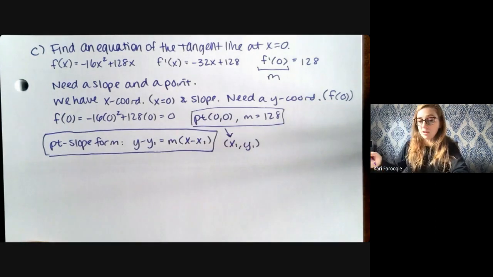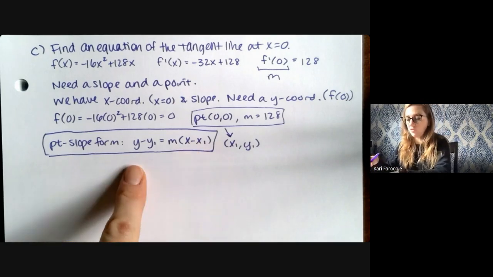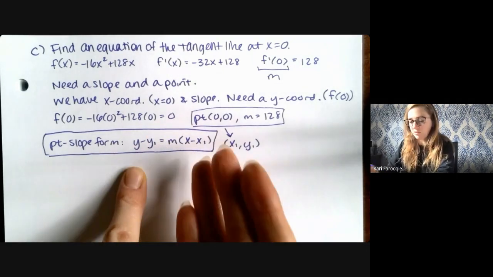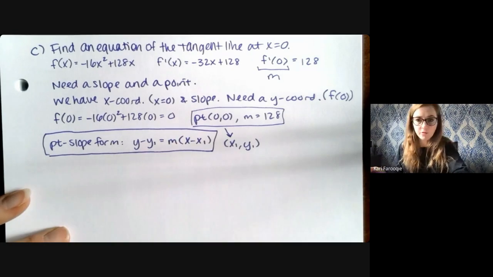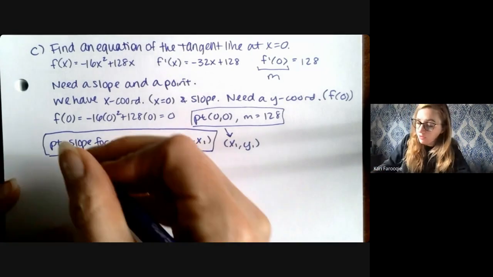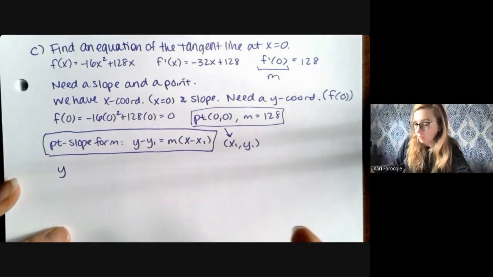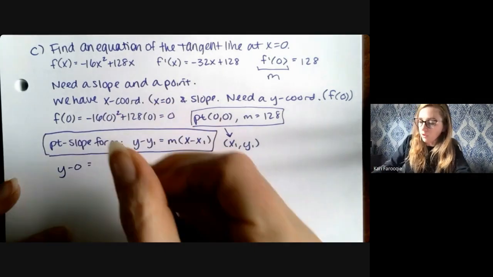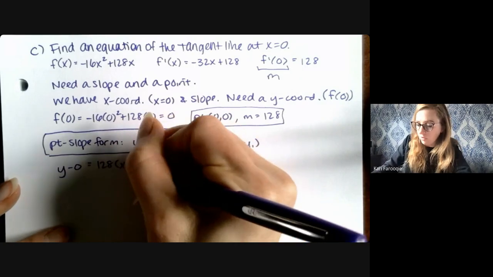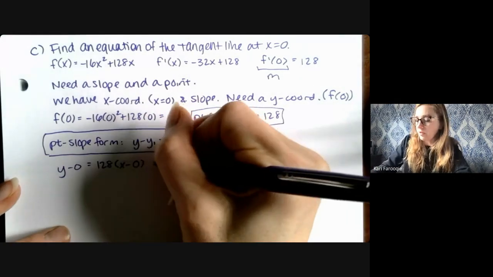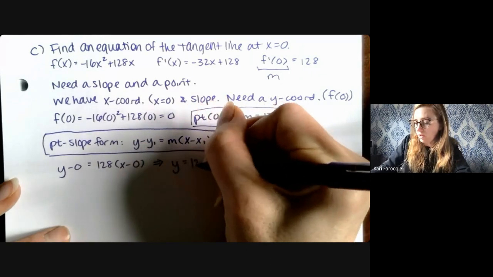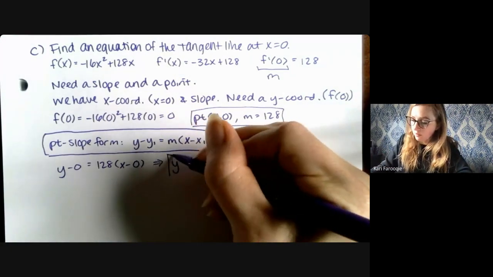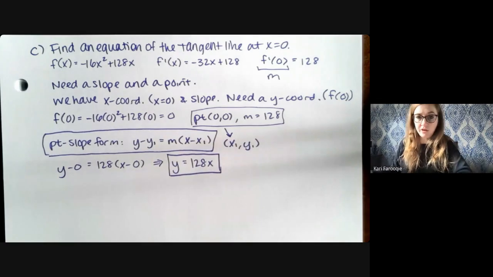Now, of course, if you don't remember this, it can be hard to remember. Divide both sides by x minus x sub 1, and you just get the equation for the slope. So m equals y sub 2 minus y sub 1 over x sub 2 minus x sub 1. That's where this comes from. All right, so I'm going to plug everything in. The general y stays. The y sub 1 is going to be our y coordinate. And then we have the slope being 128, and then x minus our x coordinate, which was 0. That means our equation, when we simplify it, is just y equals 128x. This is the answer to part C.